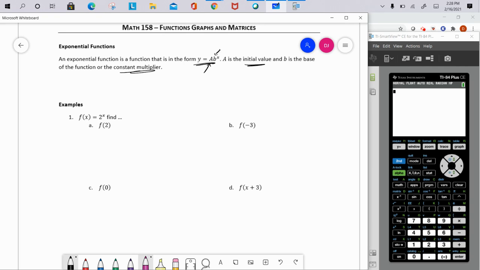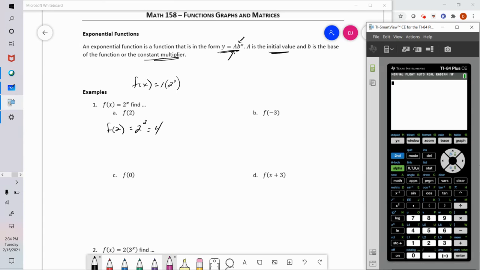Now, in example 1, f of x equals 2 to the x. I can think of that as 1 times 2 to the x, where my a value is 1, my b value is 2. Okay? To do the substitutions here, it's much like we've done before. F of 2, I'm going to substitute 2 in place of the x. 2 squared is 4, so f of 2 is equal to 4.